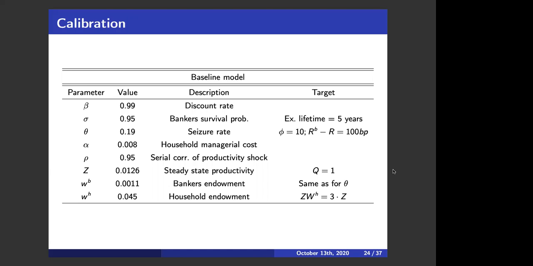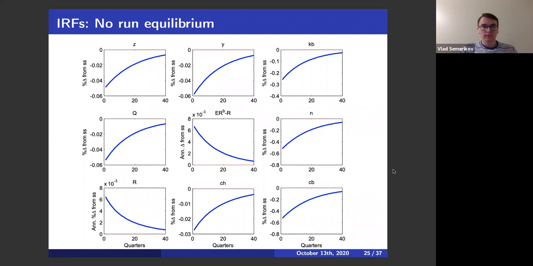Okay, thank you. Here's the impulse response for the case when there is no run equilibrium, I mean the case when no run occurs. So basically this negative 5% Z shock produces around a 6% recession in the output net of managerial costs. The mechanism is quite straightforward.